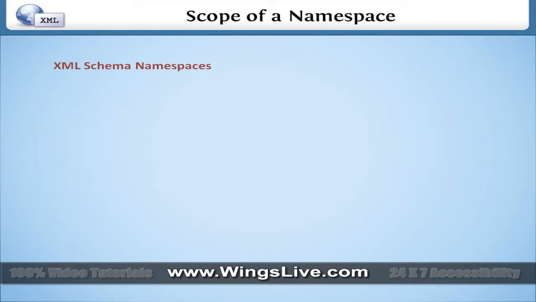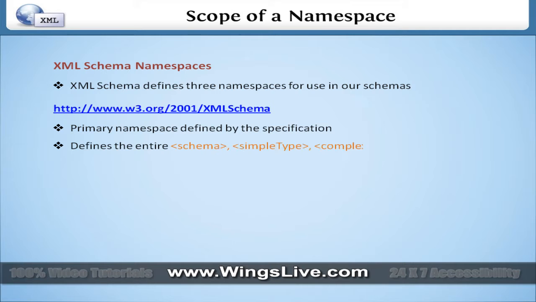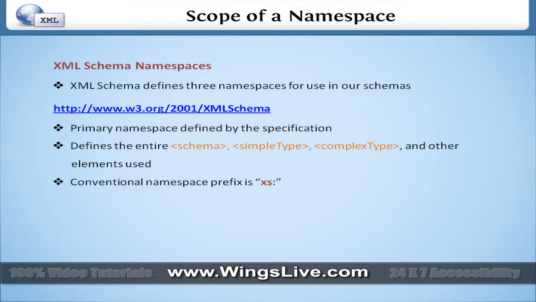Next, we'll discuss XML schema namespaces. Generally, XML schema defines three namespaces for use in our schemas. Here they are: www.w3.org/2001/XMLSchema, the primary namespace defined by the specification. It defines the schema element, simple type, complex type, and other elements used. The conventional namespace prefix is xs:, although you can always use your own prefix in a schema document.